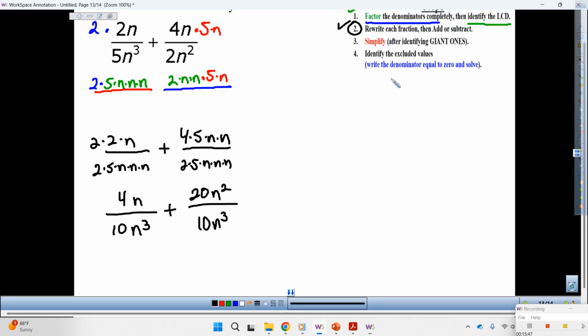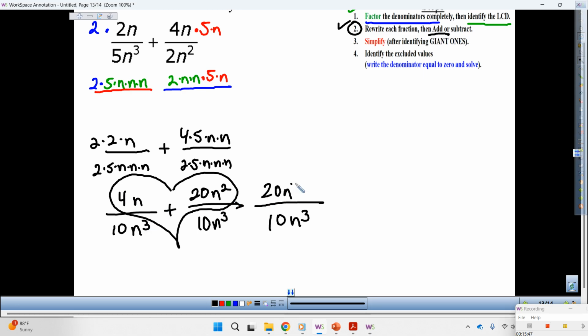Oh, my bad. The second portion is to add or subtract. So, common denominator is 10n cubed. Same denominator, yeah? So, we focus on the numerator. 4n plus 20n squared. So, I'm going to write it in standard form. Instead of writing 4n plus 20n squared, what do I write? 20n squared plus 4n. All right? So, with that said, let's go to the next step. Let's do the next step together.